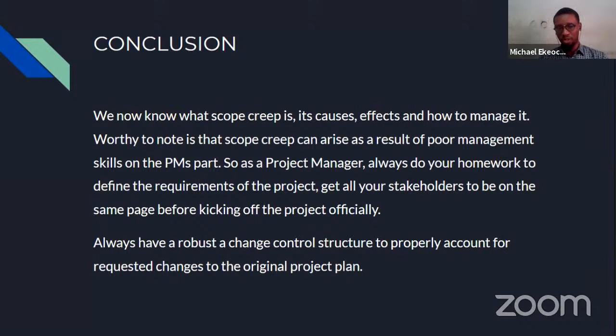It is not very professional as well, because it demoralizes both the project manager, the team members who are working on that project, and even sometimes the client. So it is not advisable.